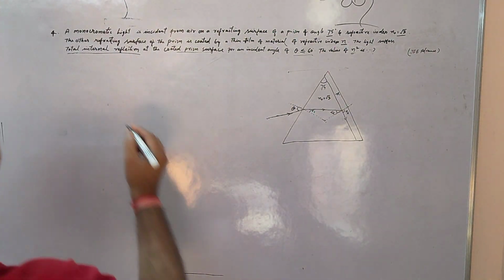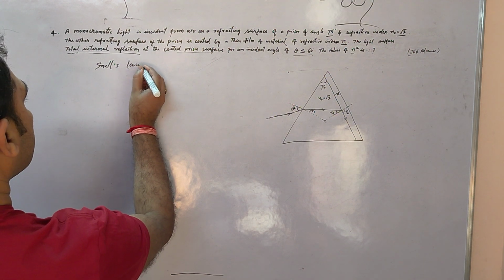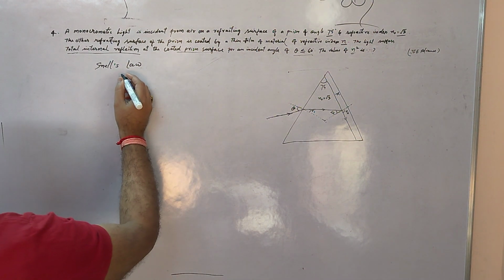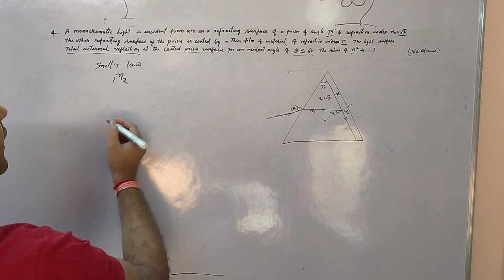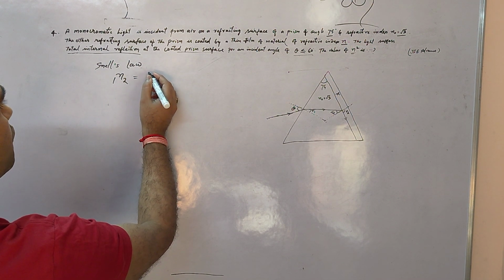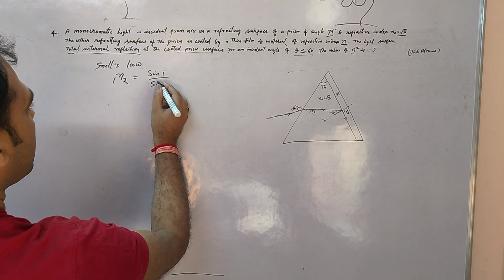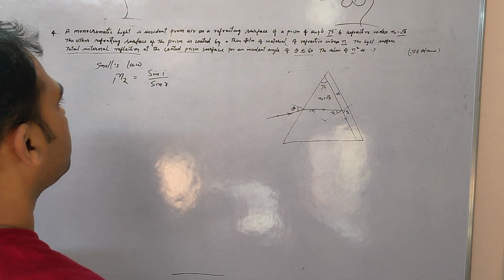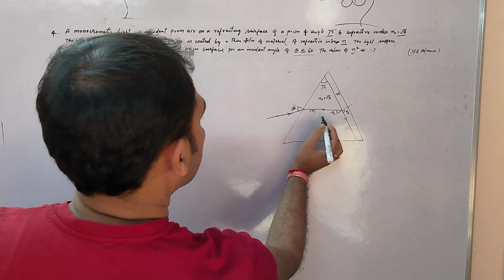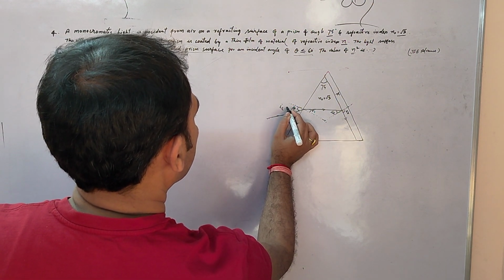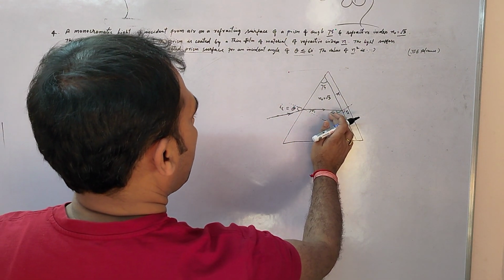So by Snell's law, we know the refractive index of medium 2 with respect to medium 1 is equal to sin i upon sin r. This is the incident angle and this is the refracted angle. So this is i1, i1 is equal to theta, r1, i2, r2.